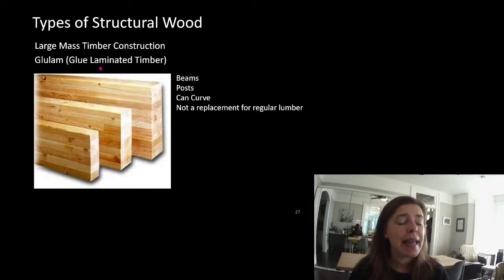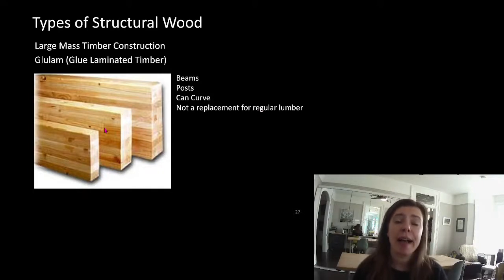Mass timber, this would not often be used in residential construction. A normal home wouldn't use a glue-lam member. There's a long lead time, remember, and they're expensive. You need special people that make them. The LVL and PSL you can actually buy at Home Depot. You just buy it and cut it to length like you would a normal piece of lumber. Glue-lam is something very custom that you would order months in advance, probably. You can curve it, you can make posts or beams out of it. It's not a replacement for regular lumber.